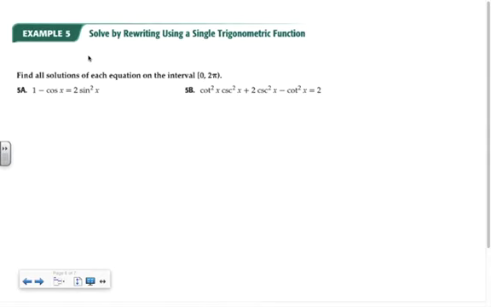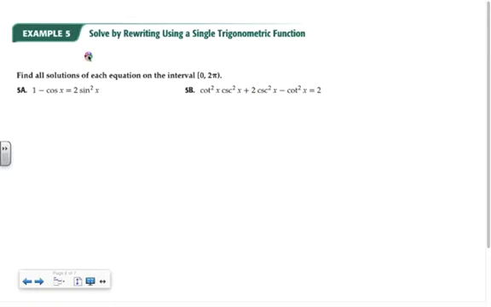Picking up where we left off, in example 5, our instructions are giving us a hint to rewrite the whole equation in terms of one trig function. So we notice that we have a sine squared and we have a cosine. And on your reference sheet, you have a Pythagorean identity that tells you sine squared plus cosine squared equals 1.